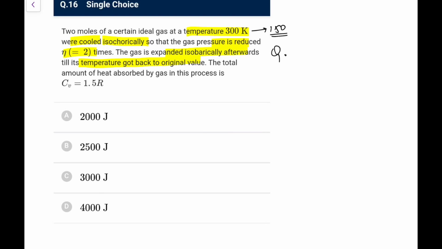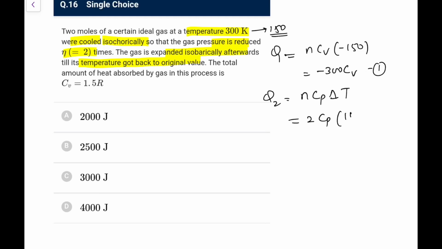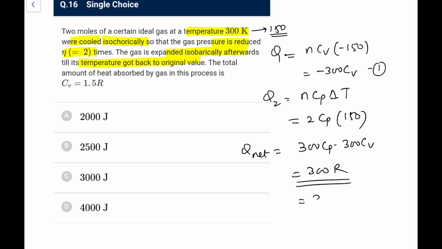In the first part, Q1 would be n Cv delta T, with delta T being minus 150. So with 2 moles, it is minus 300 Cv. This is the first equation. In the second part, the process is isobaric, so it would be n Cp delta T, that is 2 Cp into plus 150. So the net heat would be 300 Cp minus 300 Cv, and you know Cp minus Cv is R, so that is 300 R, and R you know is 25 by 3, so that is 300 into 25 by 3. So it is 2500 joule. No need of the Cv value here, you can do it without that also.